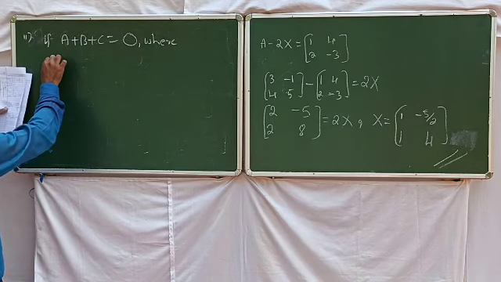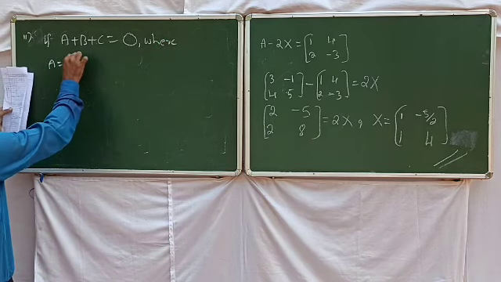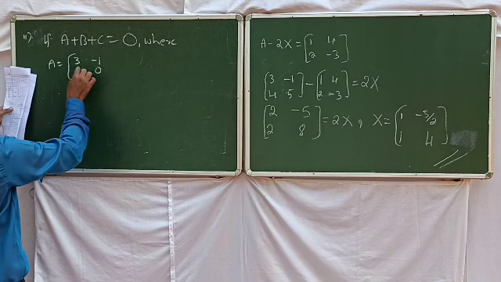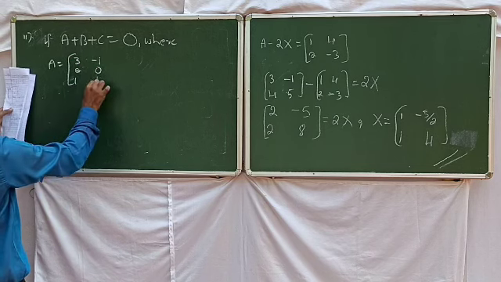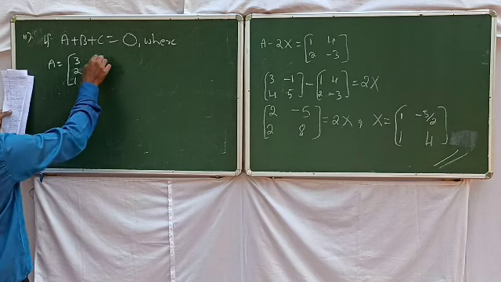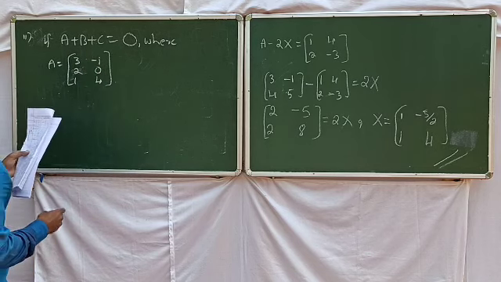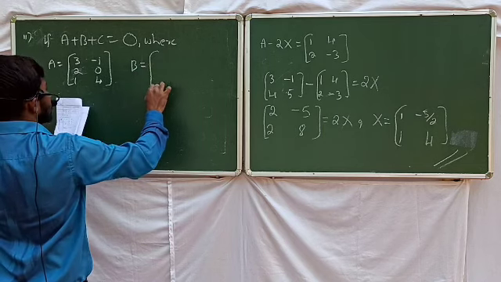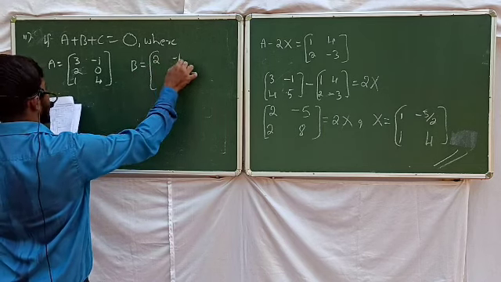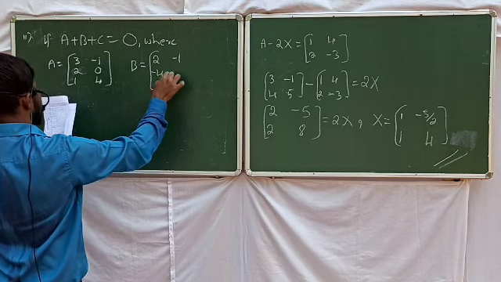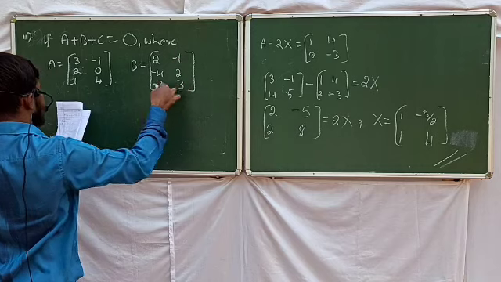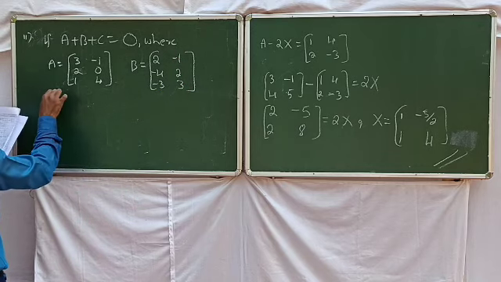A is equal to 3 minus 1 2 0 1 4 2 0 1 4. It's a matrix A. And matrix B is equal to 2 minus 1 minus 4 2 minus 3 3. Matrix B is given. Question is find C.